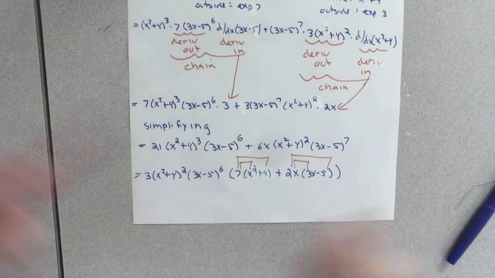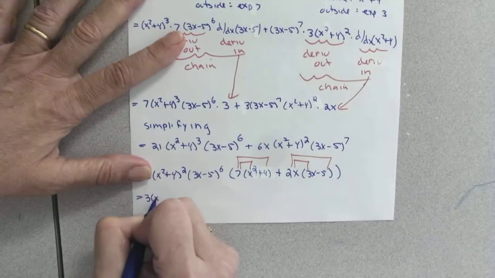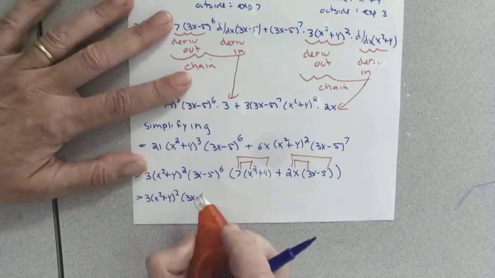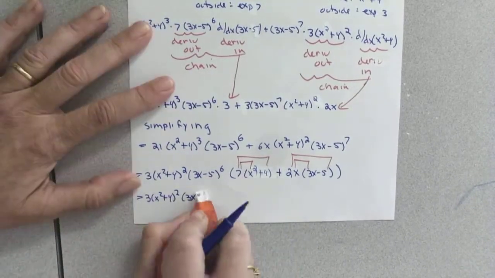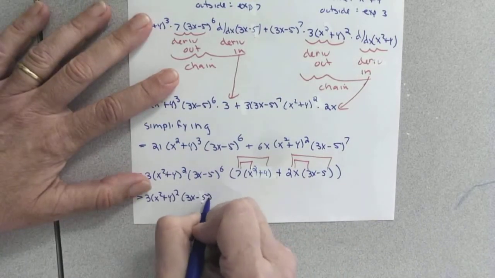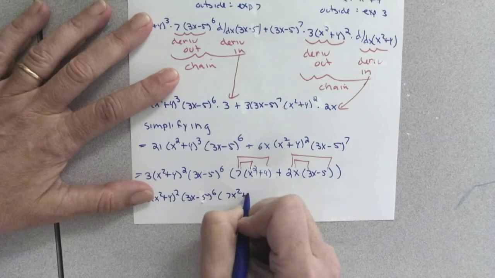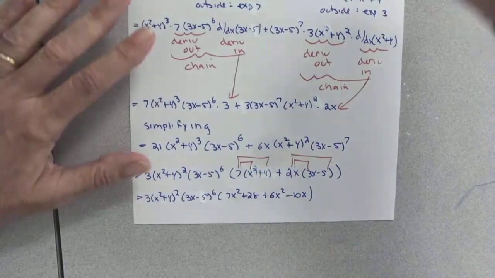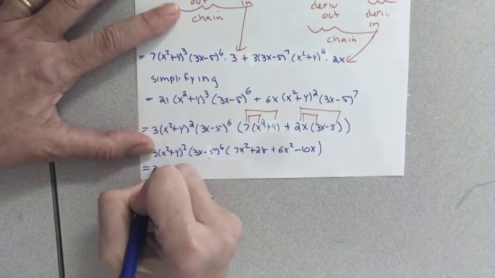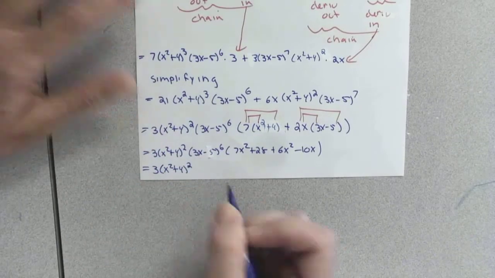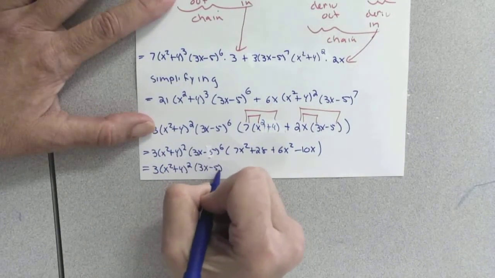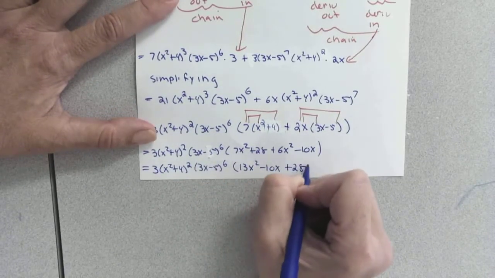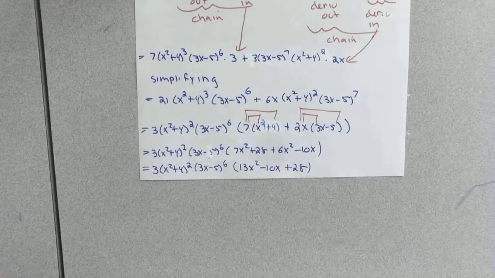I can now distribute. 7x squared plus 28 plus 6x squared minus 10x. And then finally, and we'll just barely get it on the page here, 3 times x squared plus 4 quantity squared, 3x minus 5 to the 6th, then 13x squared minus 10x plus 28. And there's my simplified derivative.